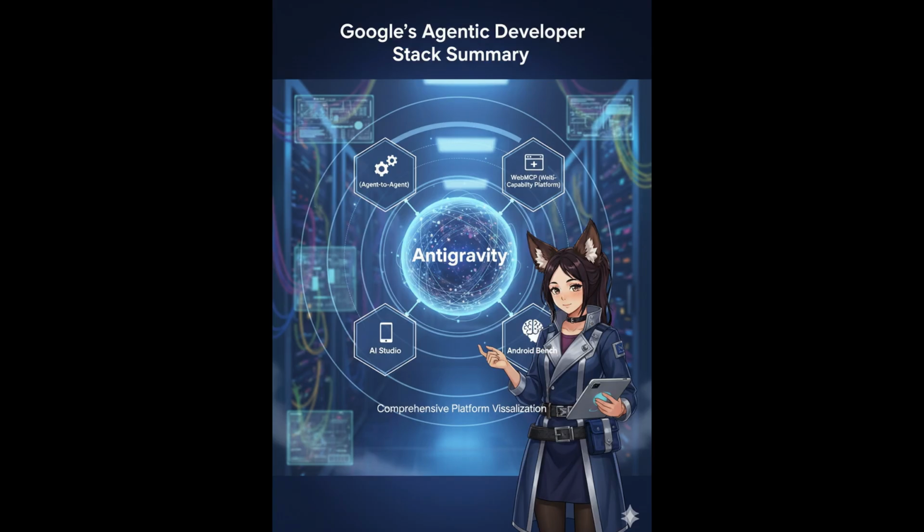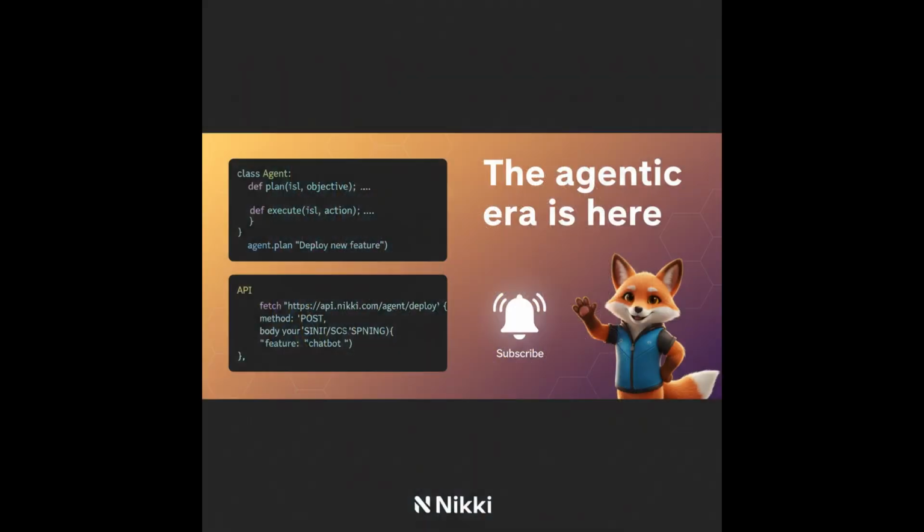If you're a developer building agentic systems today, this stack is worth serious evaluation. The Managed Agents API at 30 cents per interaction undercuts most competitors. The A2A protocol solves a real problem that every multi-agent developer eventually hits. And WebMCP, once it ships, could fundamentally change how web applications participate in the agentic economy. The agentic era isn't coming. It's here. And Google just handed you the keys.